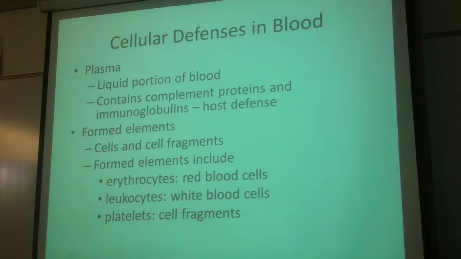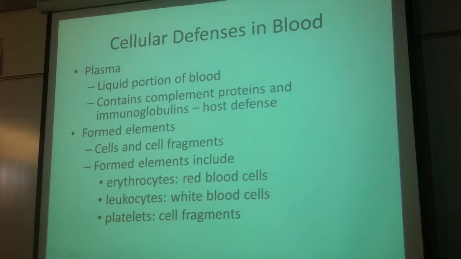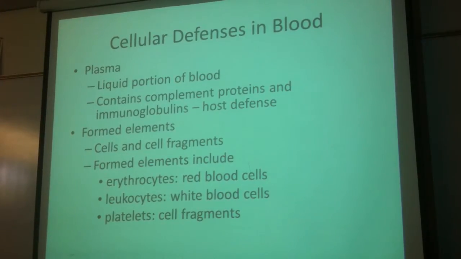Plasma, so the liquid portion of blood. It contains complement proteins and hemoglobins. Our host defense system is in the liquid part of our blood. It's mostly water, but it contains electrolytes, dissolved gases, nutrients, proteins. So it contains everything that we need to keep taking around our body and help our body out. But it also has some basic things that can just help as a line of defense.